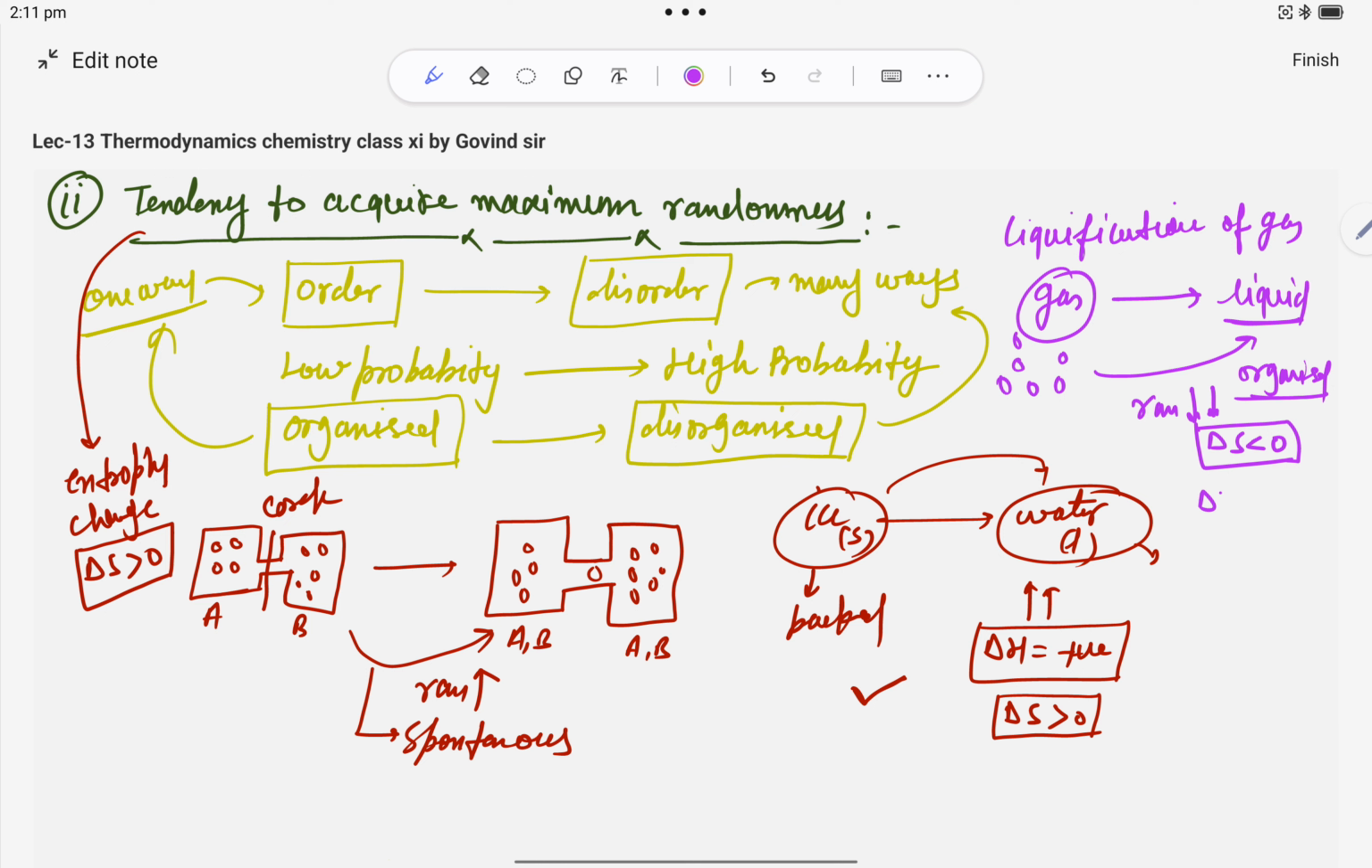But in that process delta H is what? Negative. Gas to liquid, then condensation is required, heat is released. So this process is spontaneous. So there is confusion between entropy and enthalpy. These both functions are not able to decide clearly whether the process is spontaneous or non-spontaneous. Okay.